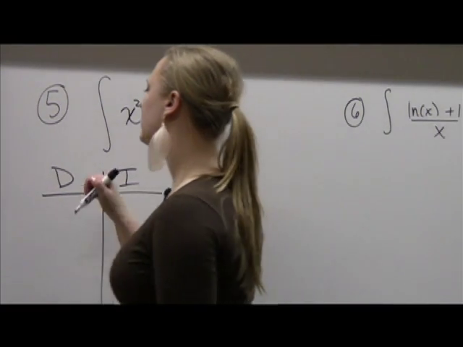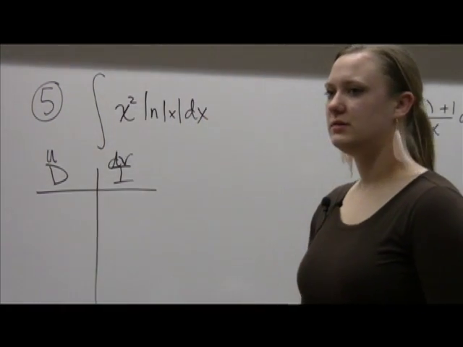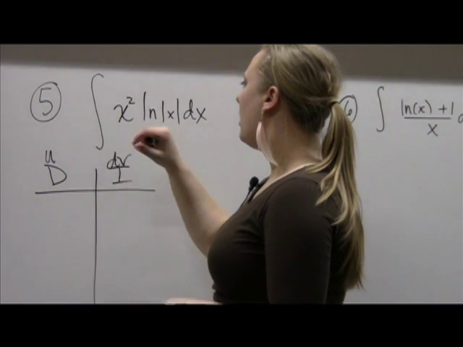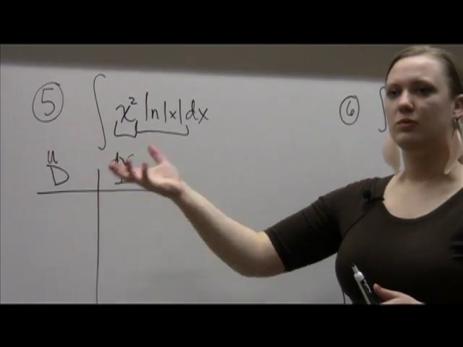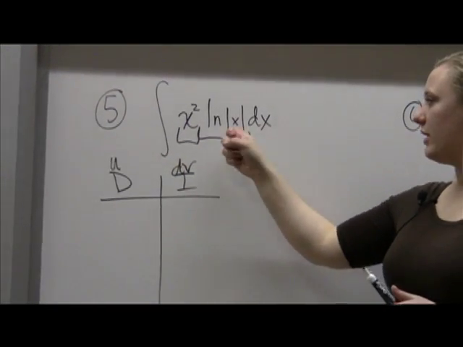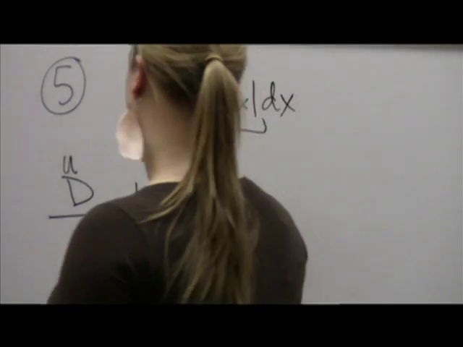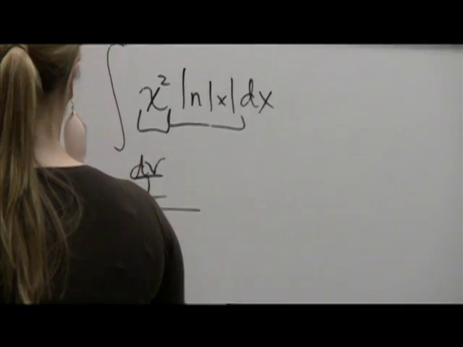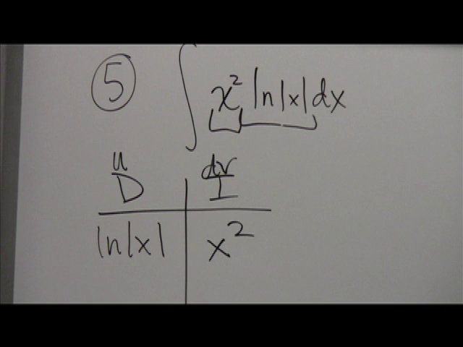So the D column is the same thing as a u, and I is like dv. Because I have a product, I need to pick which one I want to be in my derivative column and which one I want to be in my integral column. Do you guys know how to integrate ln of x? That must be the one that goes in our derivative column. You guys with me? Okay, you only do one derivative. You only go one level, and then you stop. This is only for the natural logs.